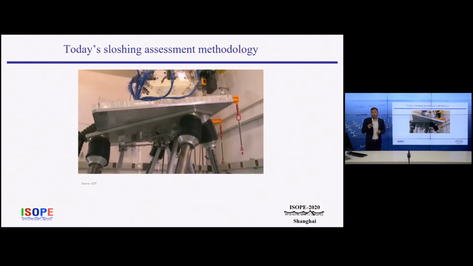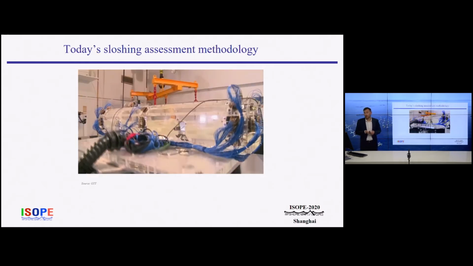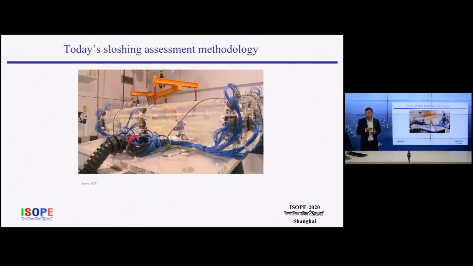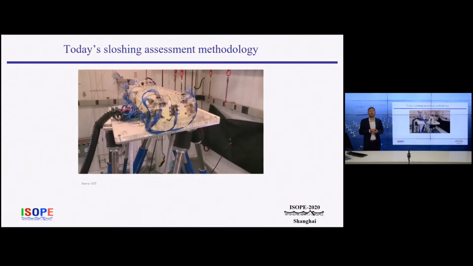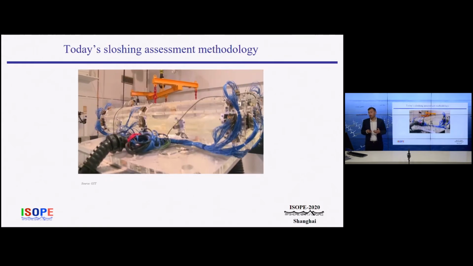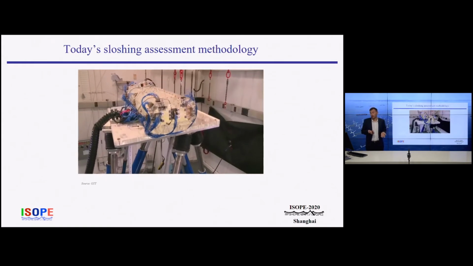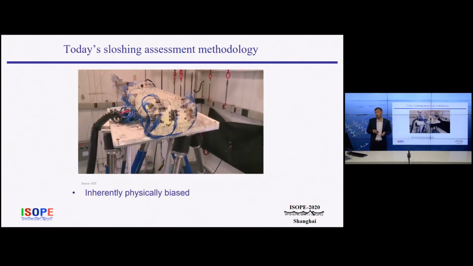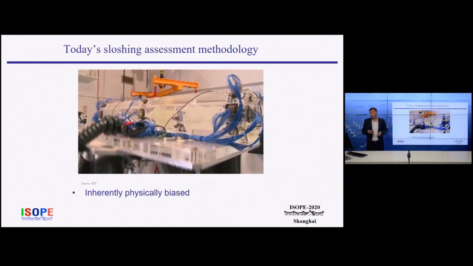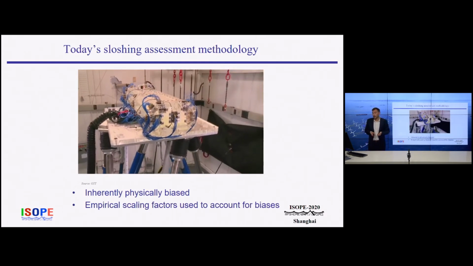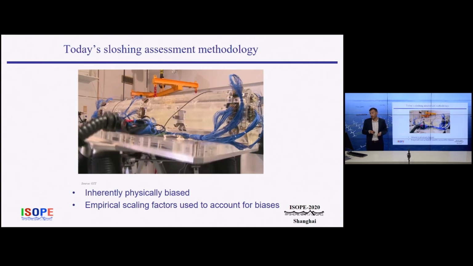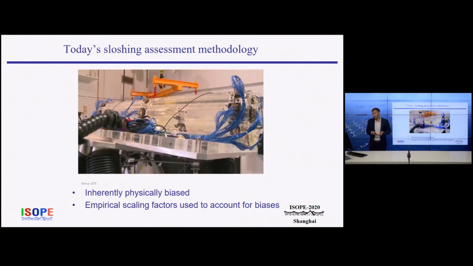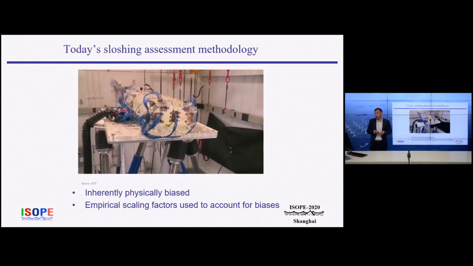Today, this method is used for all new designs. The method relies on sloshing model tests to define the statistics of the impact pressures. Sloshing model tests are an experimental model of the reality, so they do not include all the physics and therefore are inherently physically biased. These biases are accounted for in the methodology by scaling factors that are tuned based on the long decades of feedback from sea.